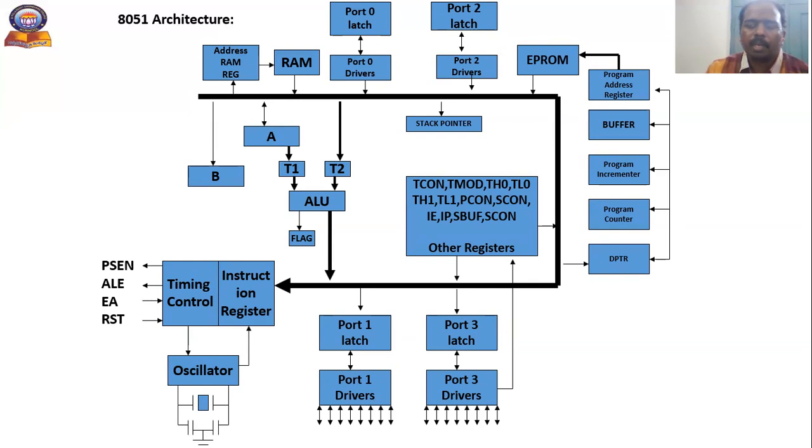Then serial control, one more register. When the controller is performing serial data transfer, the programmer will use the serial control register. Then two special function registers with respect to interrupts. One is interrupt enable, another one is interrupt priority. These are some special function registers associated with the 8051 microcontroller. And one more register is the stack pointer.